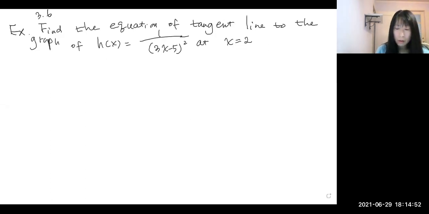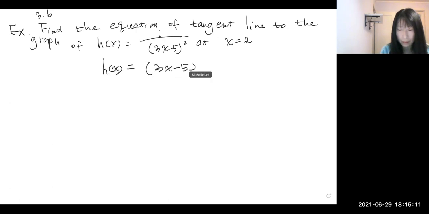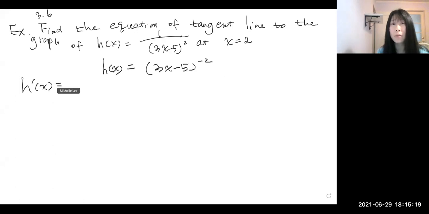So this one, we did several problems, right? We can rewrite this with the power, so that is (3x - 5) to the -2, okay? Now for the derivative, we're going to find the slope of the tangent line first. Power rule first.